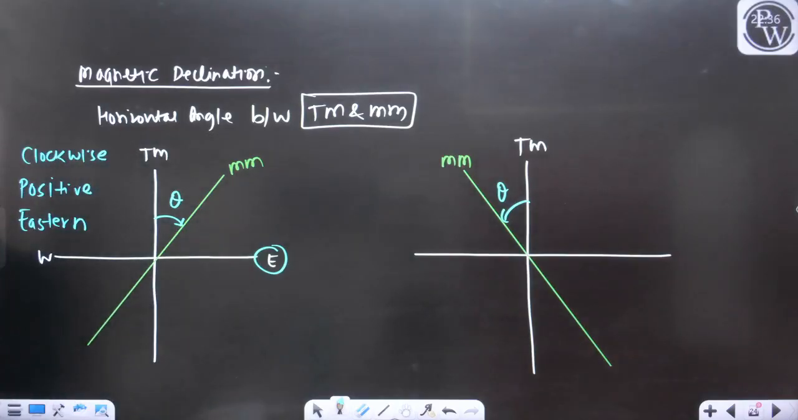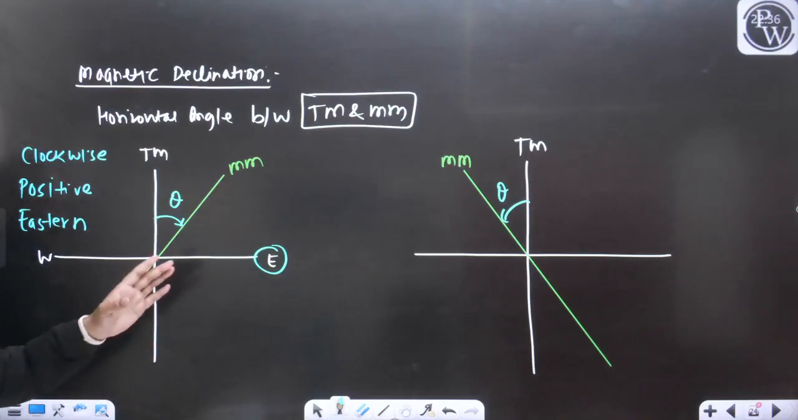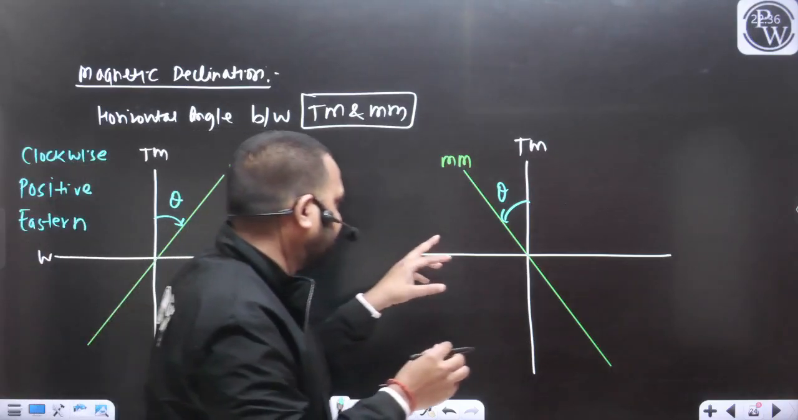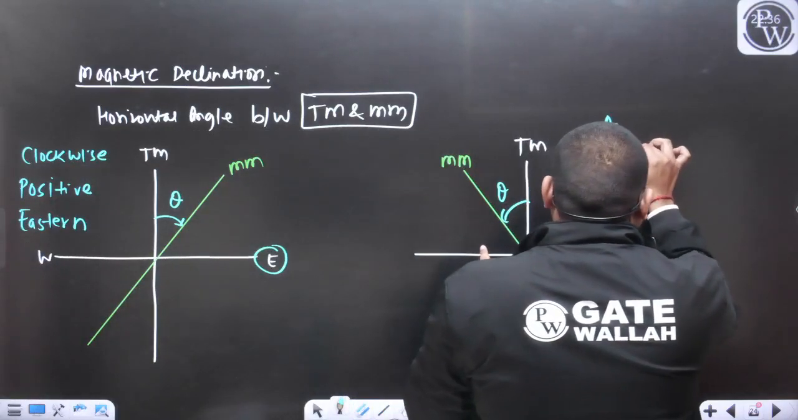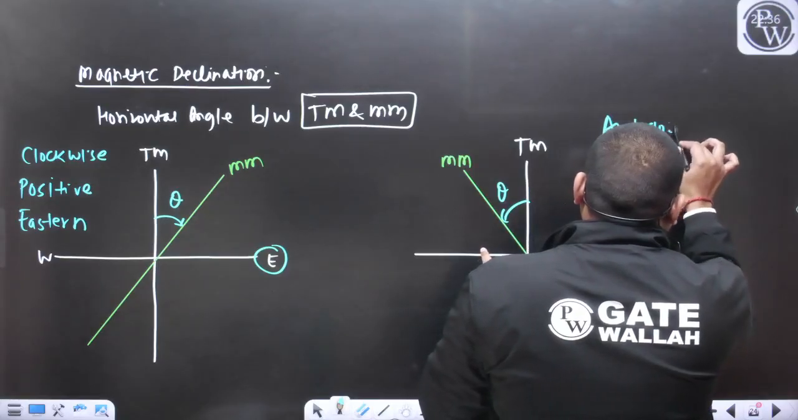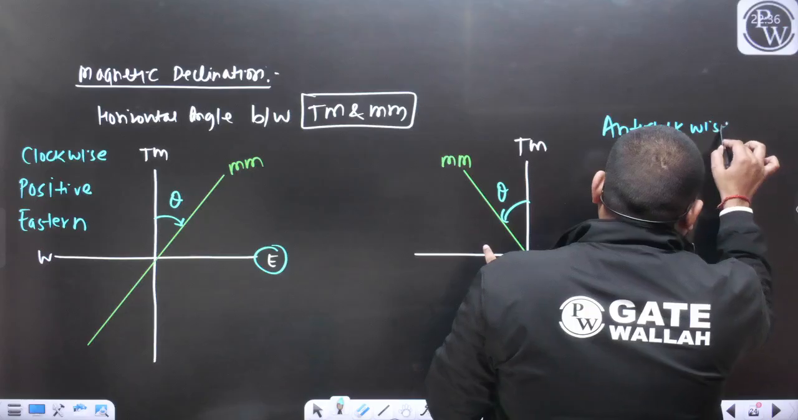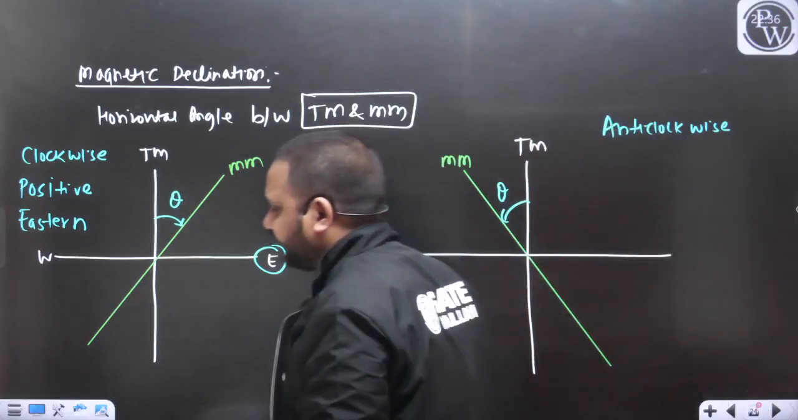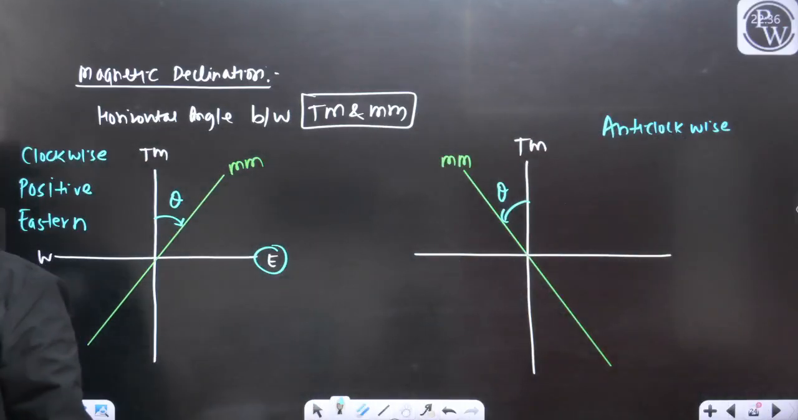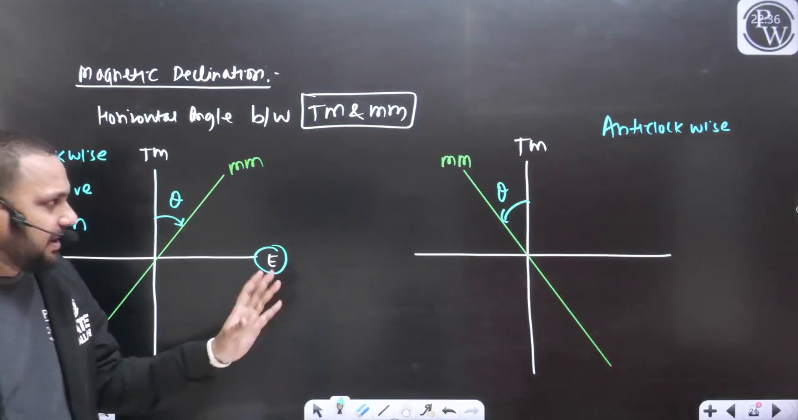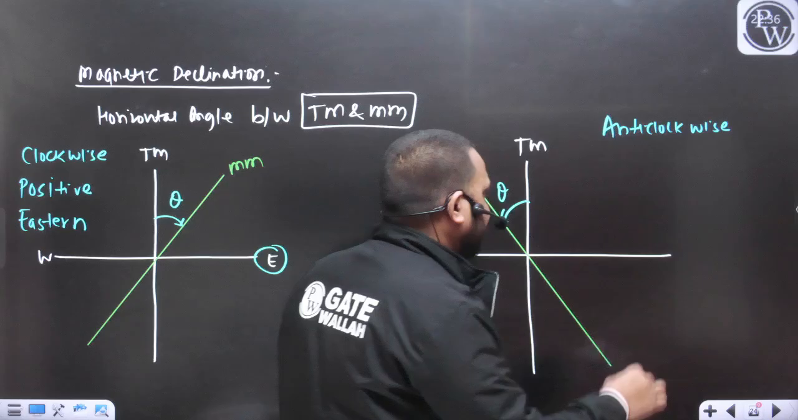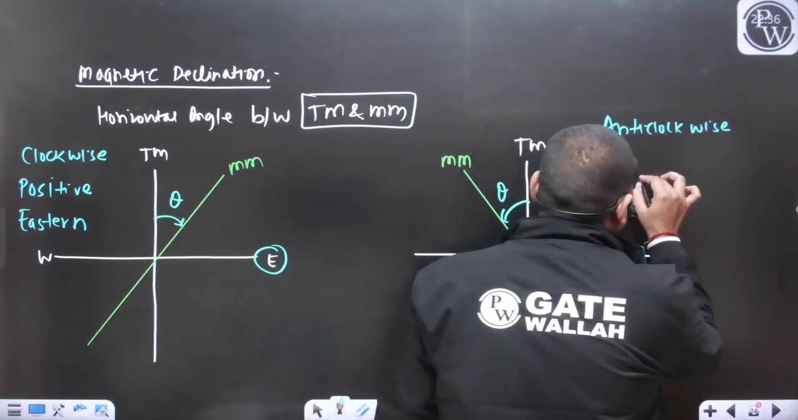Yes or no? Similarly, if we talk about the second diagram, can I say this angle we are measuring in the anti-clockwise direction? General practice, we consider the anti-clockwise direction as a negative direction.